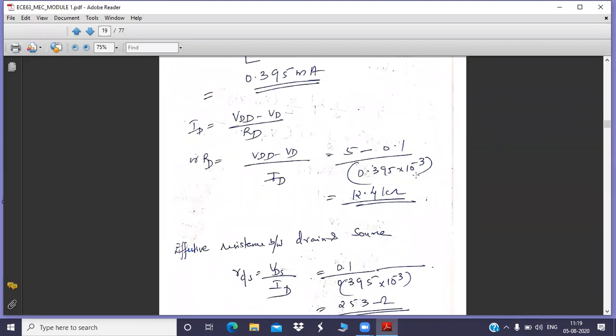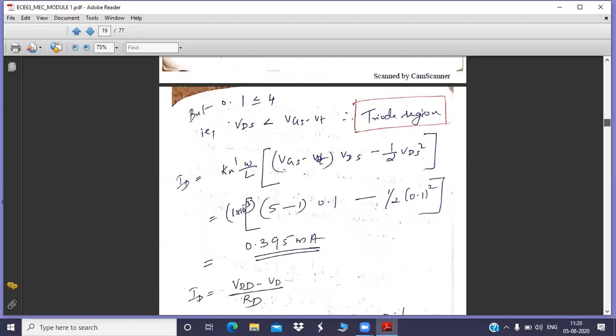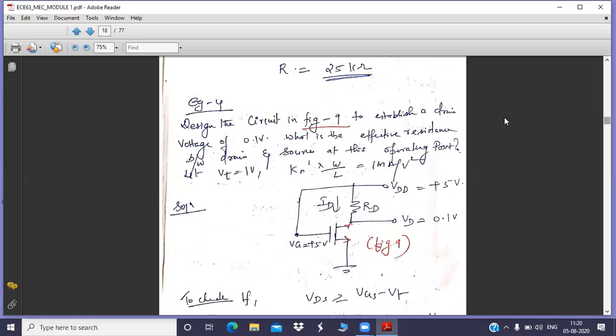Or else you don't put 10 to the power minus 3, then obviously your answer will be in kilo ohms only. Keep it in mind that if the current is in milliampere, your resistance will be in kilo ohm. Understood? If you convert it into ampere, your answer will be in ohm. If the ohmic value is very large, then you convert it to kilo ohms. That's it. So that is the resistance value, and that completes your design, as you were to find RD alone.